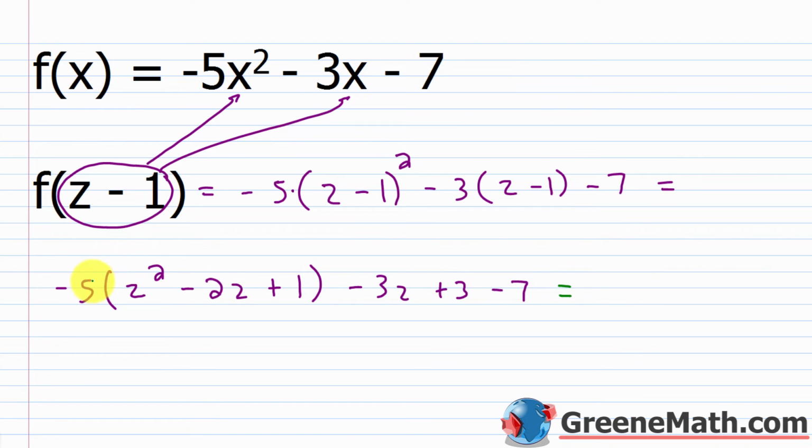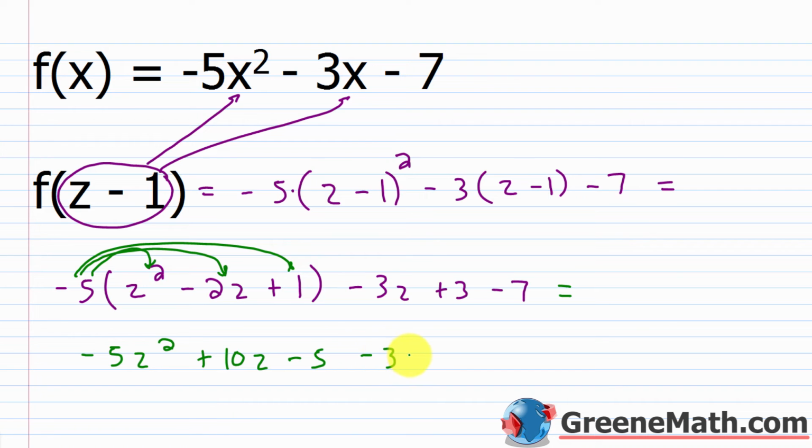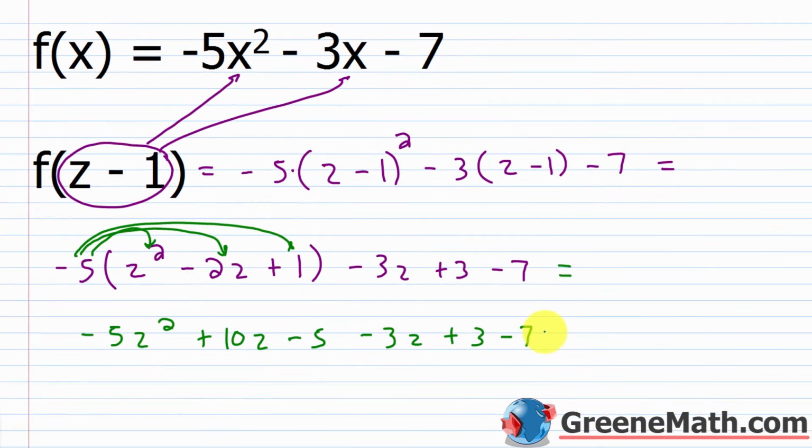All right, so now I want to use my distributive property here. Negative 5 times z squared is negative 5z squared. Then negative 5 times negative 2z is plus 10z. Then negative 5 times 1 is minus 5. Then you have minus 3z plus 3 minus 7.